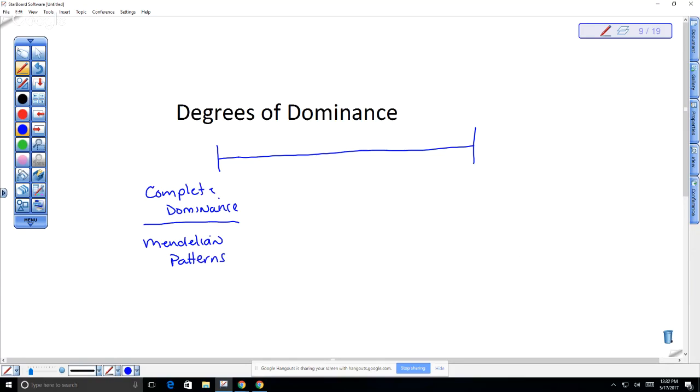Tall is completely dominant over short. Green is completely dominant over yellow. When we talk about peas, that kind of stuff. Okay. At this other extreme, we have what is called codominance. And what that means is both alleles are equally expressed.